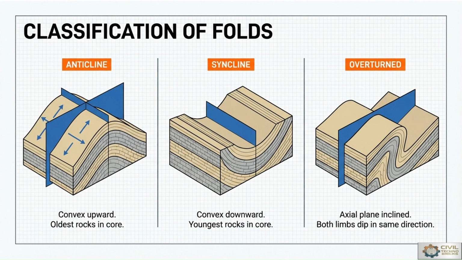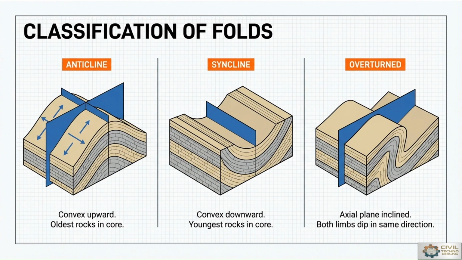So, what is the classification of folds? Anticline, syncline, and overturned: three types or classes of folds. First, anticline, which is convex upward, with force acting convexly upward and the oldest rocks in the core. In a syncline, convex downward force occurs, with the youngest rocks in the core. And overturned, where the axial plane is inclined and both limbs dip in the same direction. So anticlines, synclines, and overturned folds.